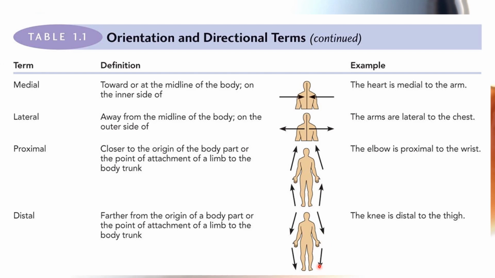Okay? So for example, the elbow is proximal to the wrist, so it's further up, more towards the shoulder. Whereas the knee is distal to the thigh, so it's further down the leg, it's further towards the toes. Okay? And you guys will practice all these terms in the lab exercises, okay?